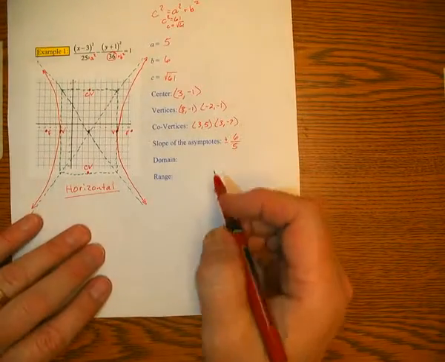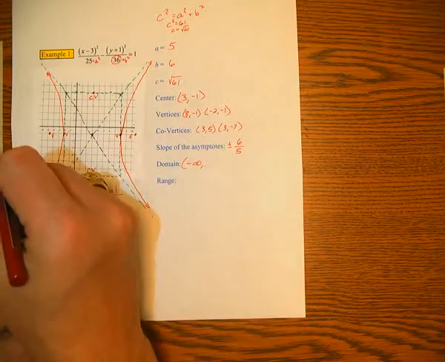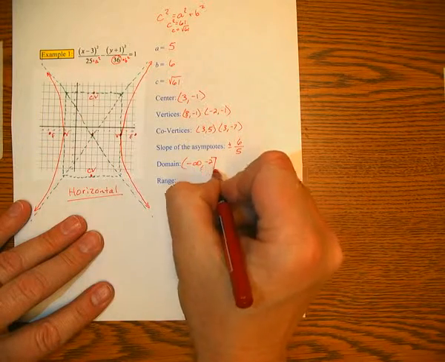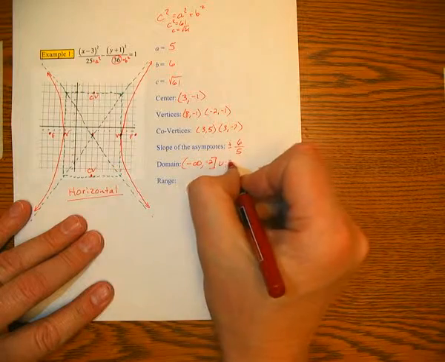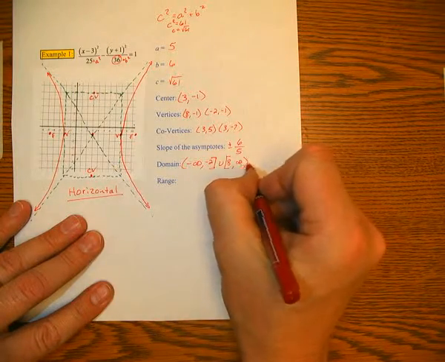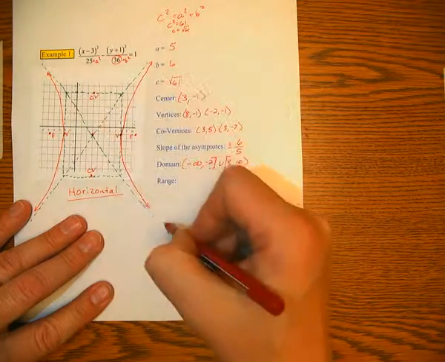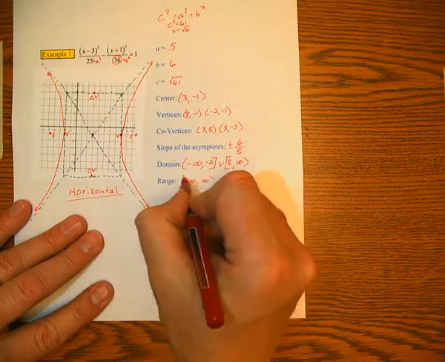And your domain. Your domain on this goes from negative infinity on the left until you get to negative 2, bracket because it's included. Union picks up again at 8 and goes forever to infinity on the right. Range goes from bottom to top, continuous, negative infinity, positive infinity.